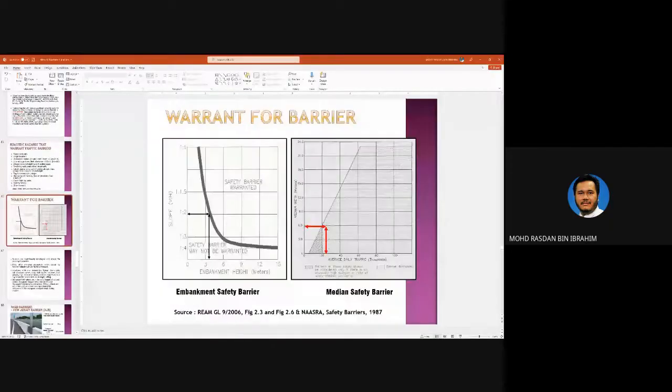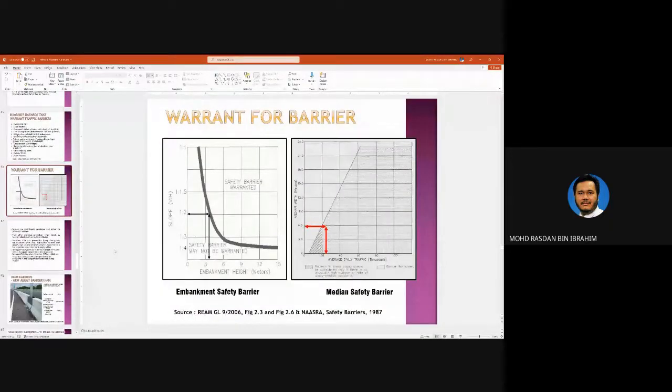Okay, so warrant for a barrier. This is how you measure, let's say this one. It depends on the average daily traffic and the median width. So these are the areas where you need to have barriers.